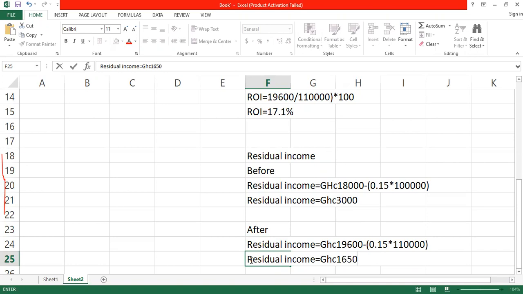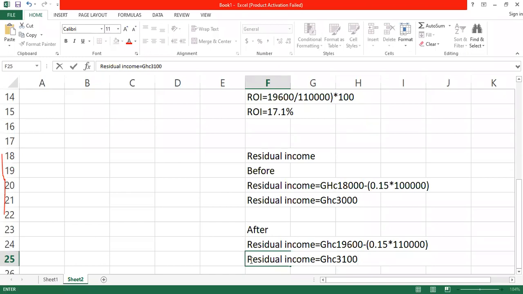16,500 as the cost of capital. So if you subtract, what are you getting? Minus 19,600. You get 3,100. Okay, you can see that one of them is showing unfavorable results, and one of them is showing favorable results.